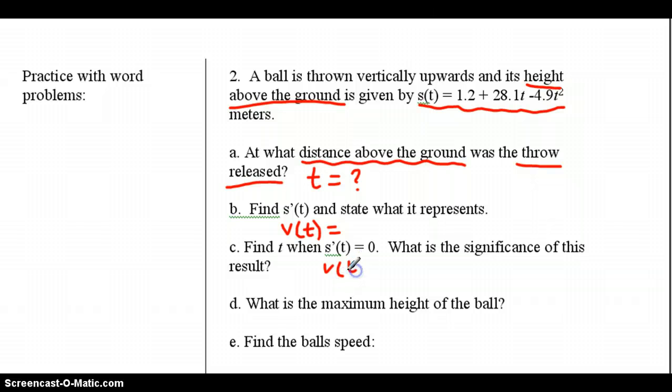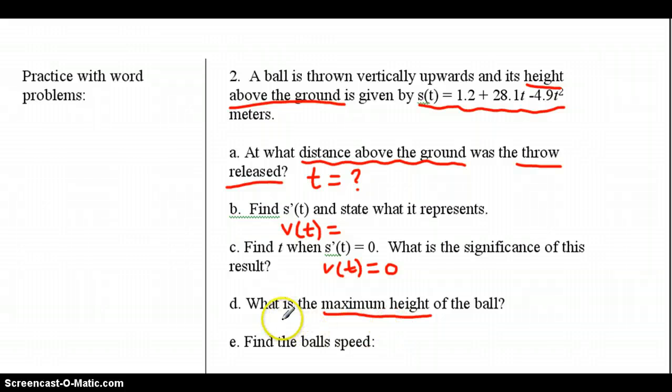If our velocity is equal to 0, when along the path, when the ball leaves your hand and then is tossed upwards, when would the ball actually have a velocity of 0? When would it really have no speed whatsoever? Well, consider that. Think about what the path of the ball would look like if it goes upwards, turns around, comes back down. And then part D, what is the maximum height of the ball? The maximum height, okay, when it goes all the way up and it decides to turn around and come back down, what happens at that point?